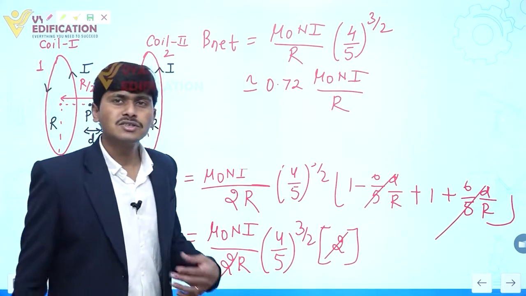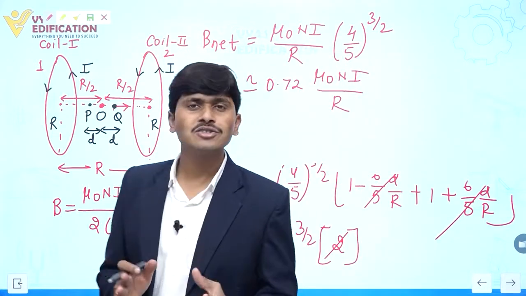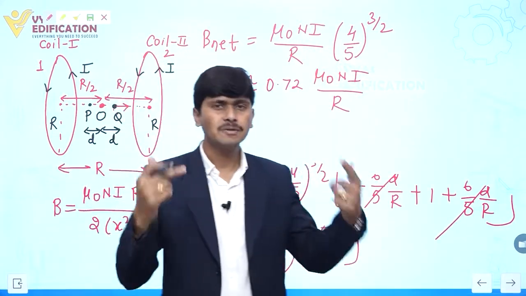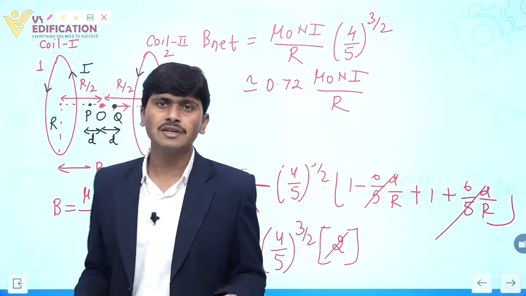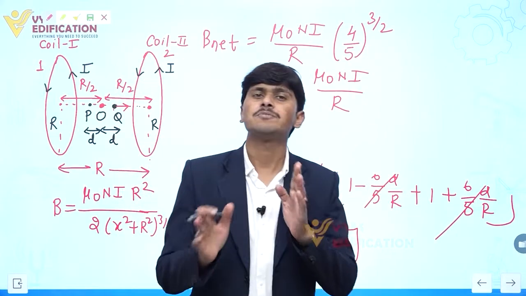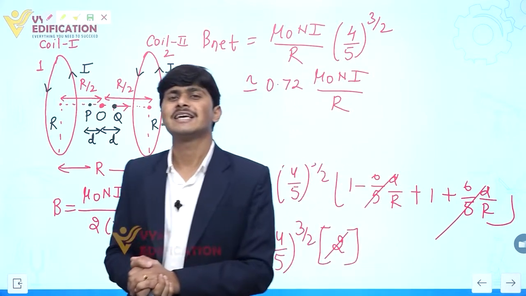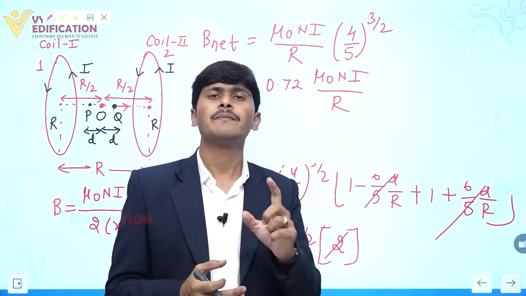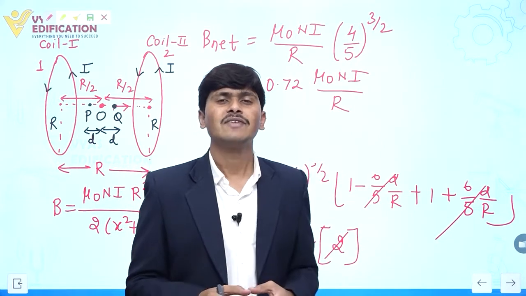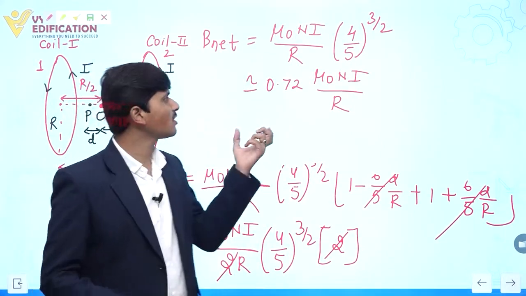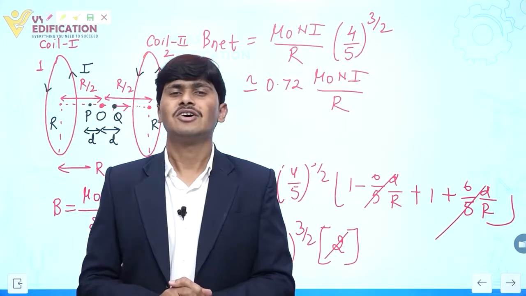Clear everyone? So like this we can see in Helmholtz coils. In Helmholtz coils, whenever two coils have the same number of turns, same current, same direction, same radius, and the distance between the two centers of the coils is also the same, at that time they show a uniform magnetic field near about the midpoint of the coils. Clear? And the result is approximately equal to 0.72 mu naught Ni by R. Clear everyone? So this is all about this question.